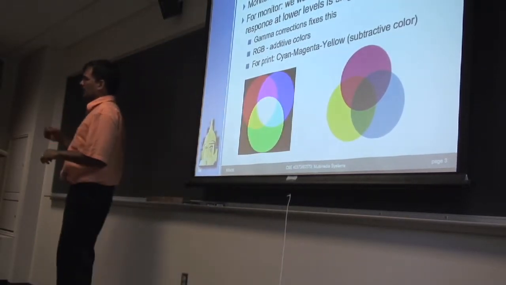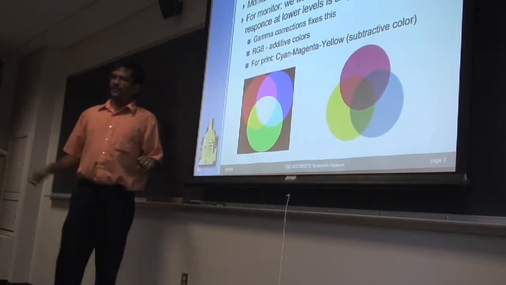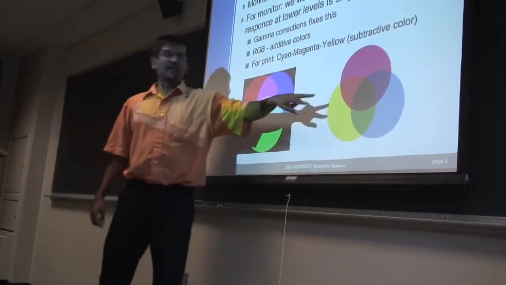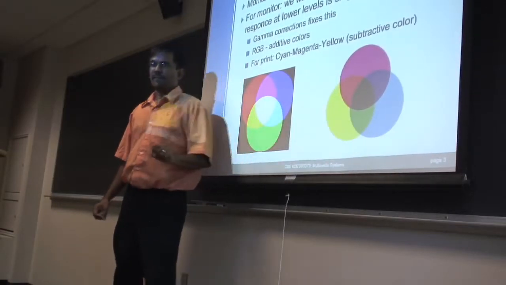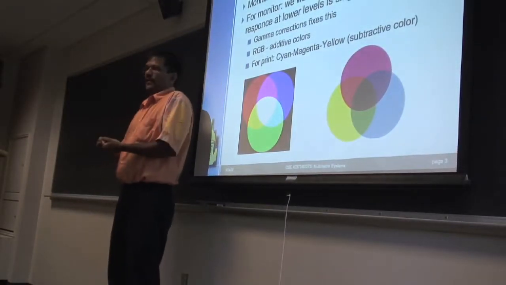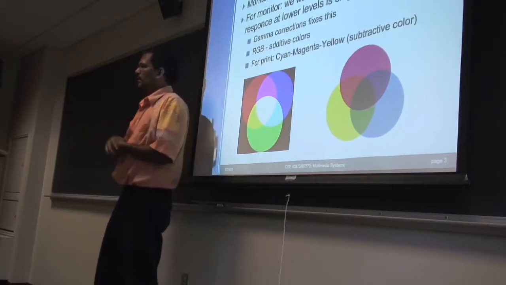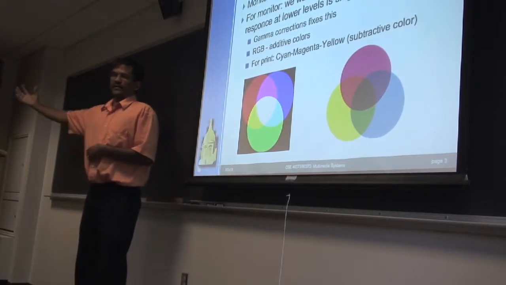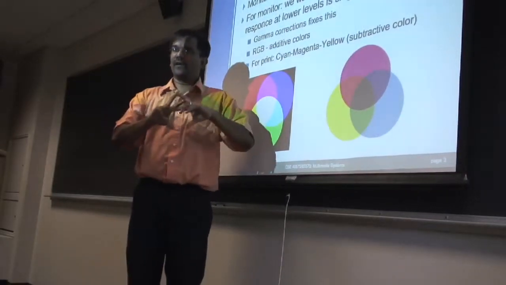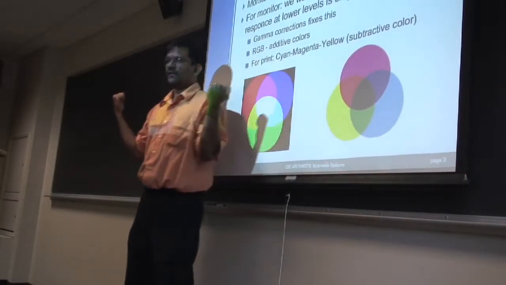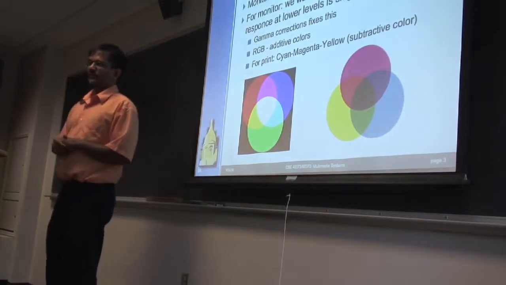So when you do a color printer, color printers don't print in red, green, and blue. They print in cyan, magenta, and yellow. That's because they are not self-illuminating. They need some other light to make them glow, right? So if you send white light, and you want to modify the white to red, you have to take out the green and blue, right?